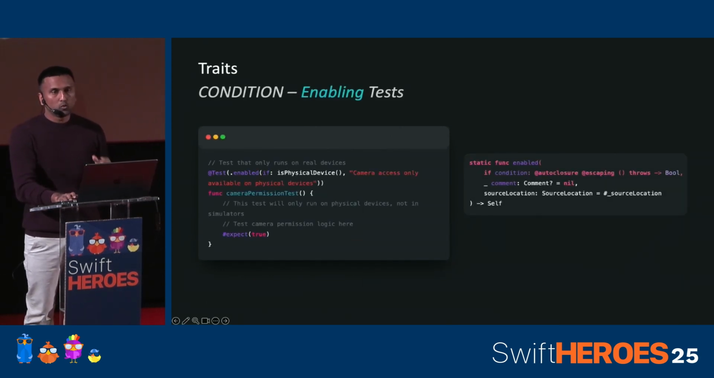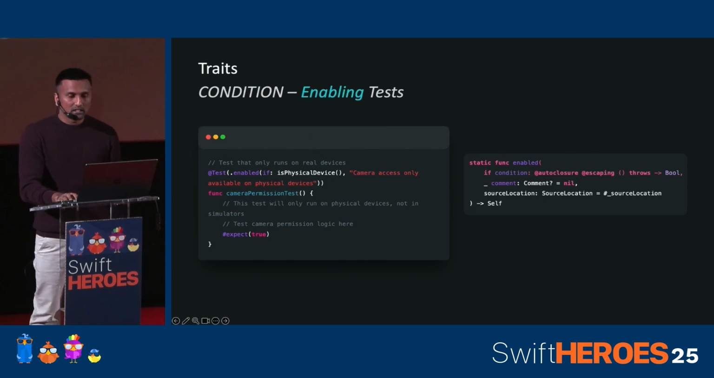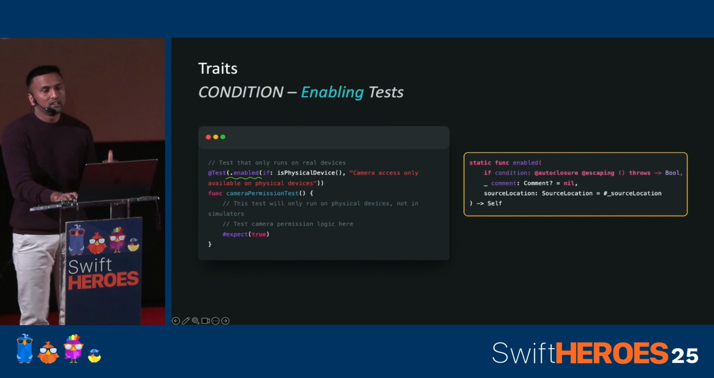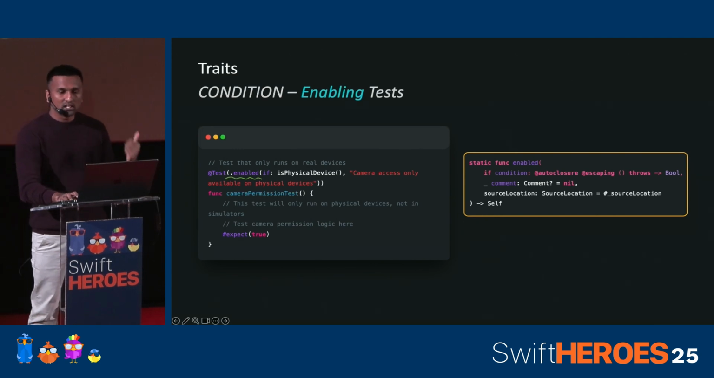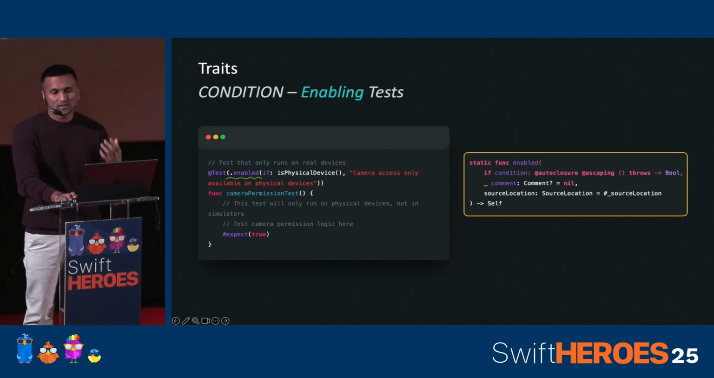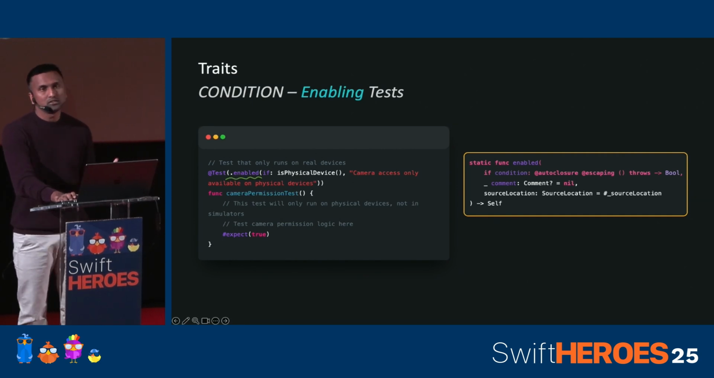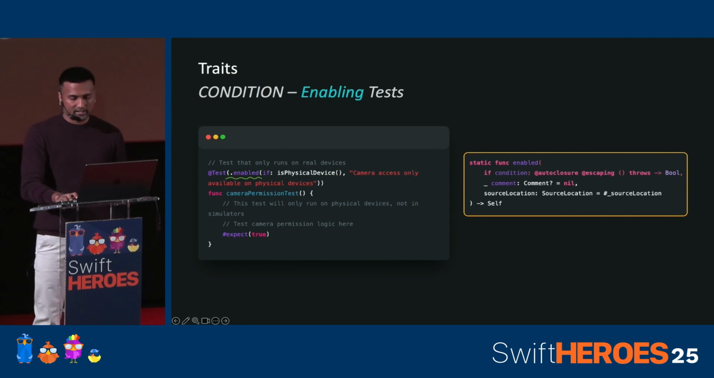In the same way, you can enable a test only, like run them when a condition is met. For example, here, this test will only run if it is a physical device. So I can check if the user has given the camera permission or not. In those scenarios, you can use the enabled trait.